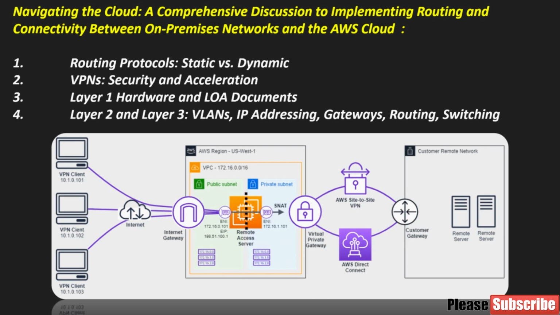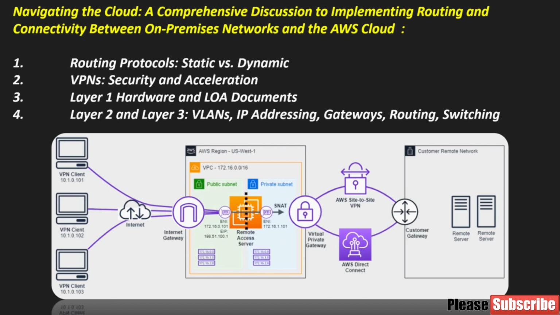Because the colocation facilities and Direct Connect can provide dedicated and high-speed connections between on-premises and AWS infrastructure too. The fourth will be, as I told, layer 2 and layer 3. That's VLANs, IP addressing, gateways, routing and switching, everything.